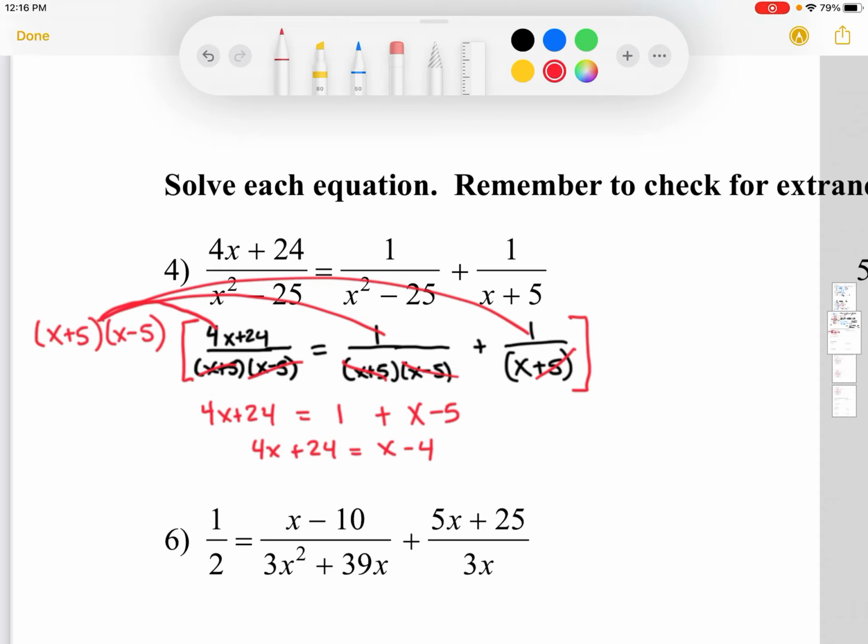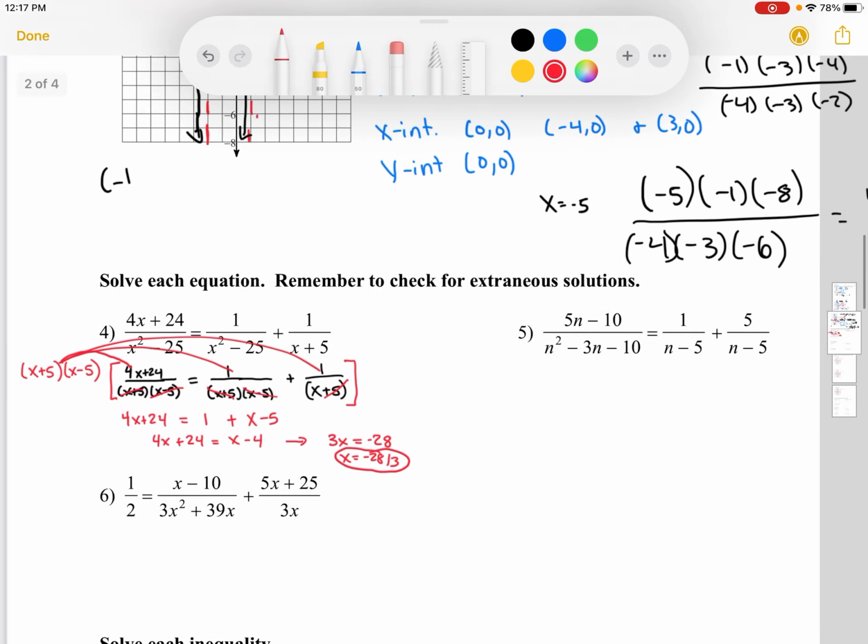Let's make sure that's right. So 4x plus 24 equals x minus 4. And that's going to imply that 3x equals negative 28. So x is negative 28 divided by 3. That is our final answer. x is negative 28 divided by 3.